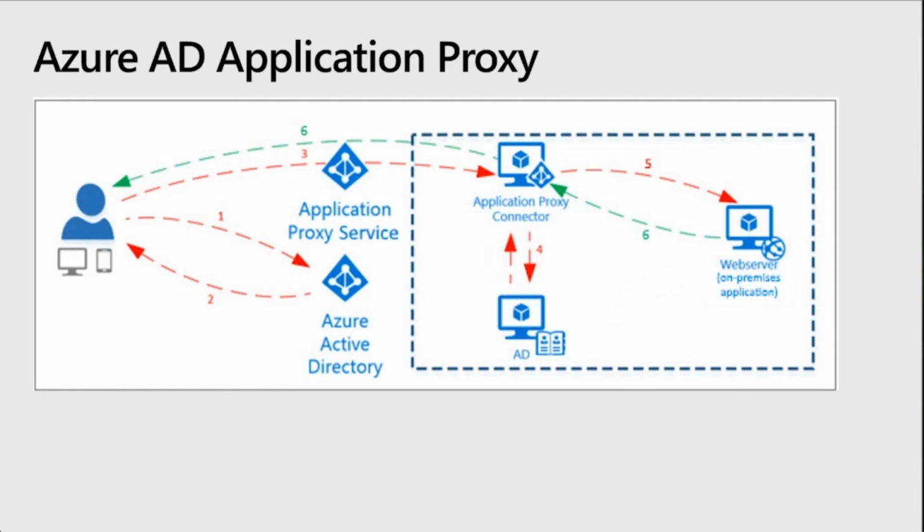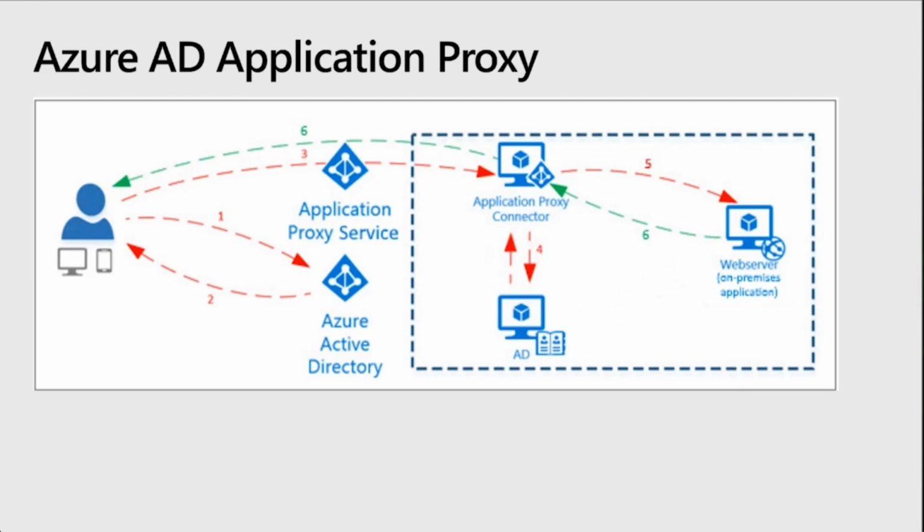Step 2, a token is forwarded to the user's device after the sign-on completes. In step 3, the client device forwards that token to the application proxy service. That proxy service returns the user principal name and security principal name from the token. The application proxy then forwards the request to the application proxy connector.